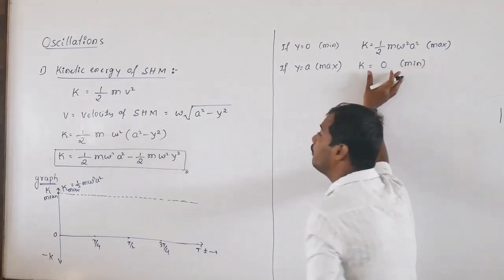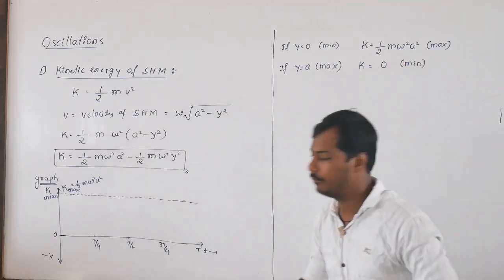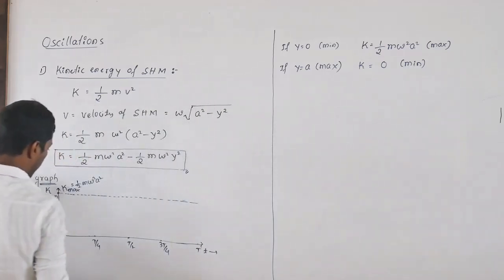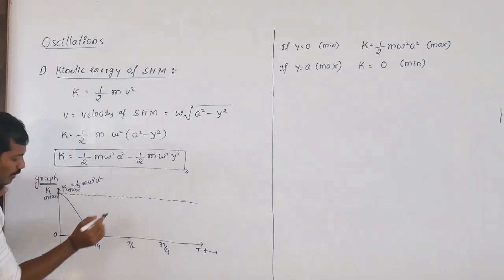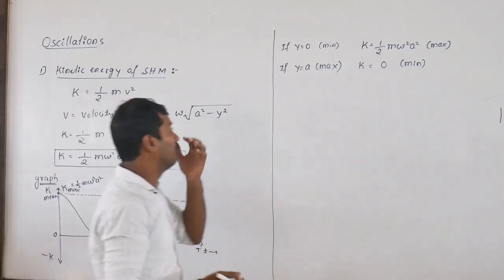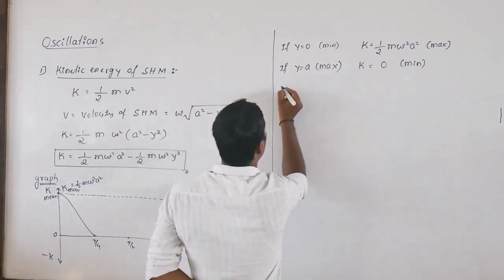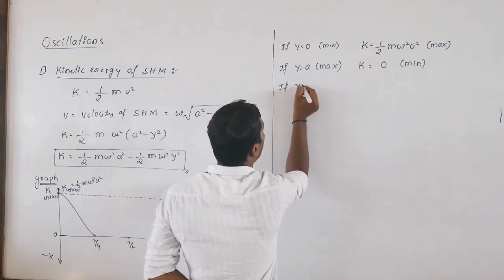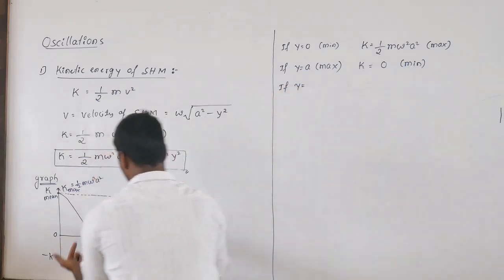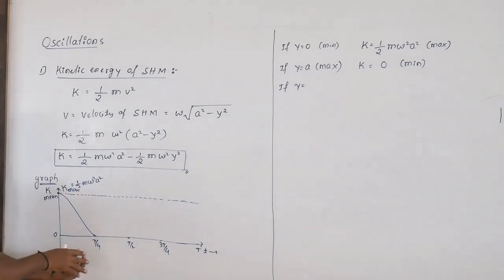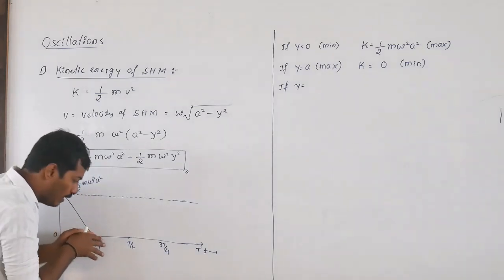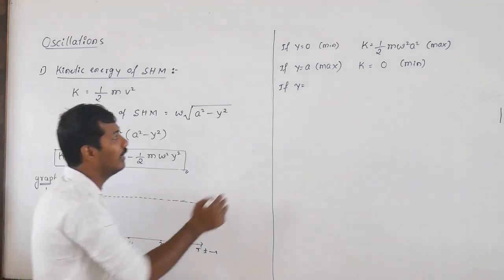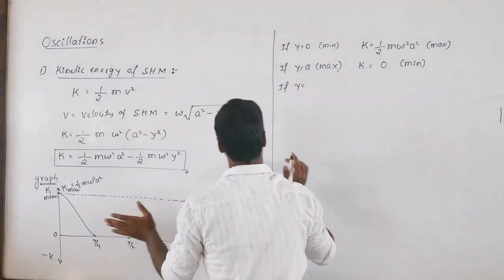It becomes 0 but never becomes negative. It becomes 0 here, like this. The next thing is, if y is again negative, because the negative extreme position is there, then first it is reaching like this.